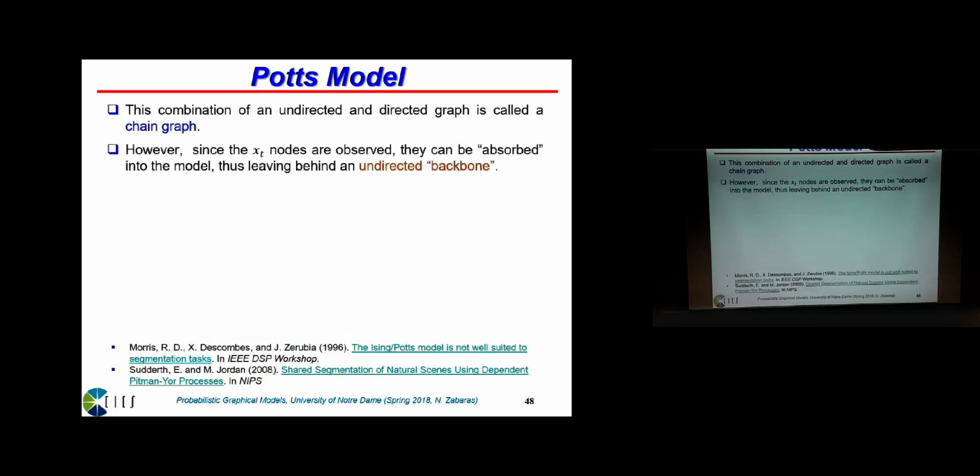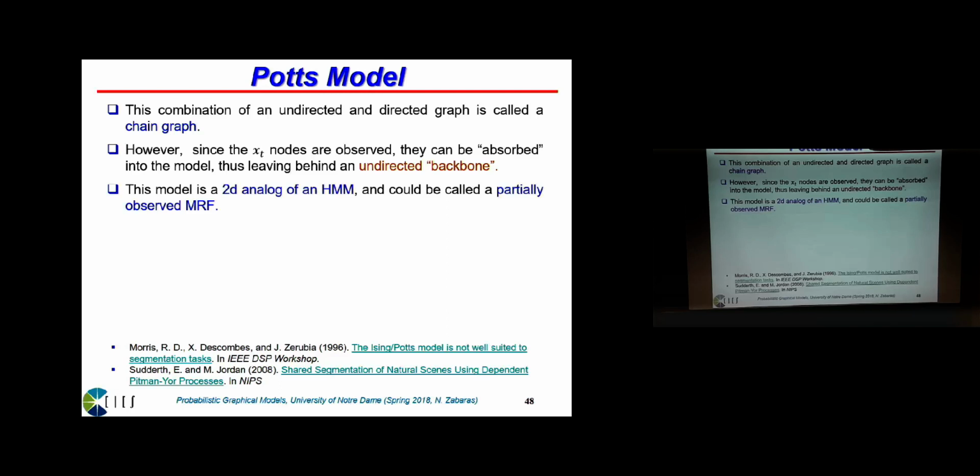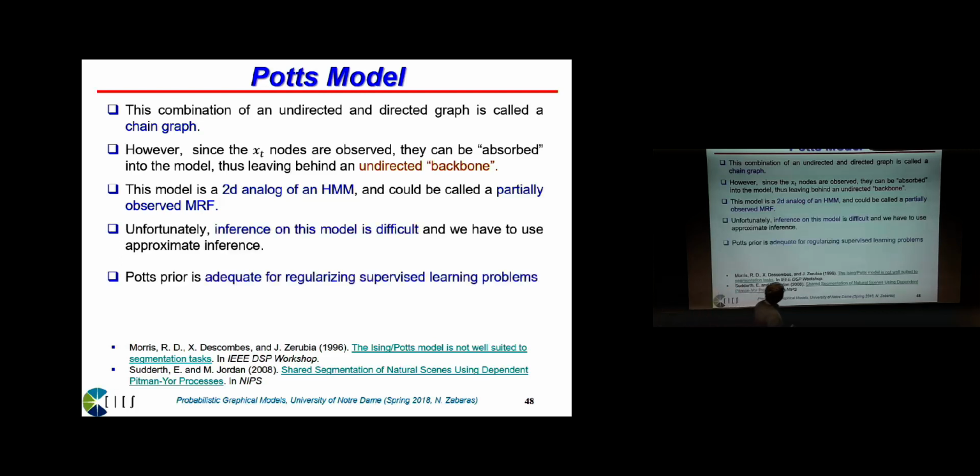All right? So this graph, in the literature, when you have a mixture of undirected and directed, is called a chain graph. I think somewhere I may have mentioned this in passing in an earlier lecture. The model is really a 2D analog of a hidden Markov model, okay? And it's also called a partially observed Markov random field, okay? It's partially observed because you don't know the Y's, but you know the X's. All right, so inference is a difficult problem, so we need to discuss how to do this.